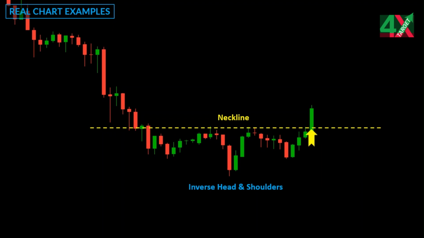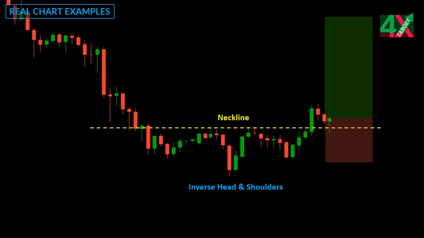But instead of entering immediately, we wait for a retest of the neckline. At the retest point, a bullish candlestick pattern forms, giving us a high probability entry. The market respects the neckline and reverses upward, confirming the strength of the setup.